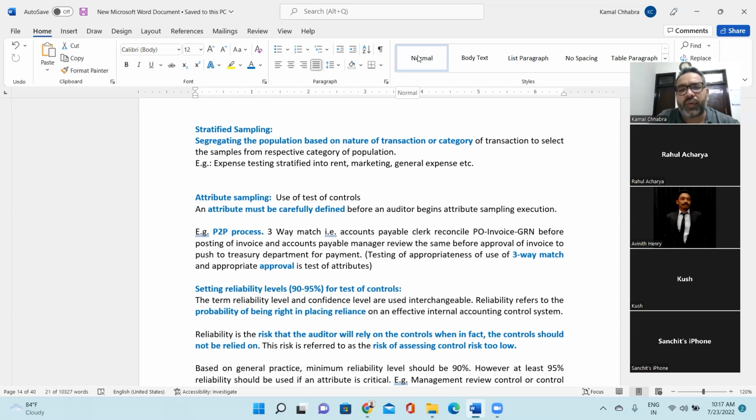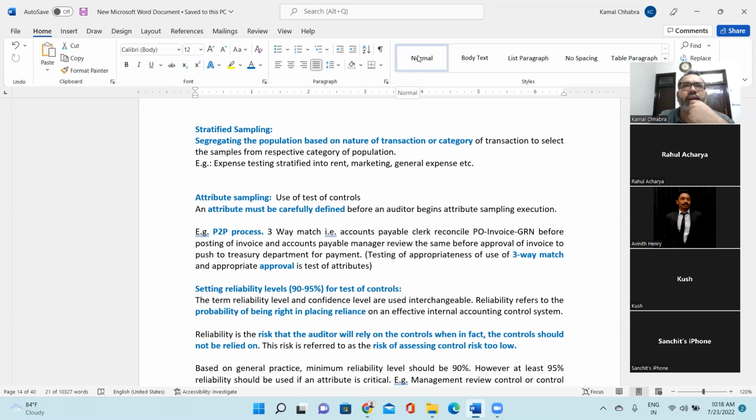For example, if you are testing the purchase to payable process, the P2P process, we discussed a couple of times earlier the three-way match, which is very important. What is three-way match? Anyone remember? Sir, agreeing the purchase order with the GRN and invoice. Yeah, matching the purchase order with the GRN and invoice. So that is an attribute: the accounts payable team would be doing a three-way match before processing any invoice.